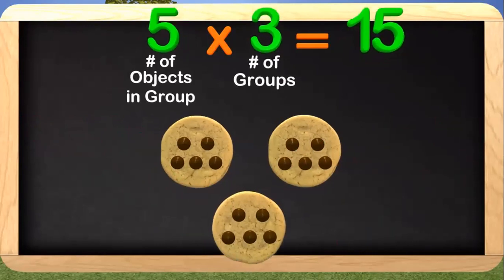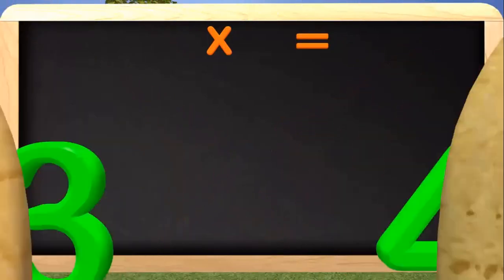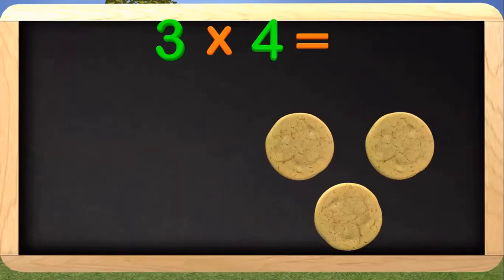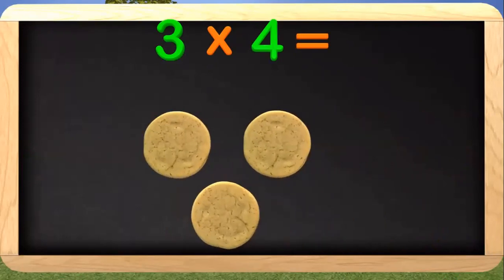Let's try a new problem. Here is 3 multiplied by 4. We are going to use a picture again to understand this problem. Here are 3 cookies, which shows us the number of groups. Can you tell me how many chocolate chips I should put on each cookie? We need 4 chocolate chips on each cookie to show the number of objects in each group.